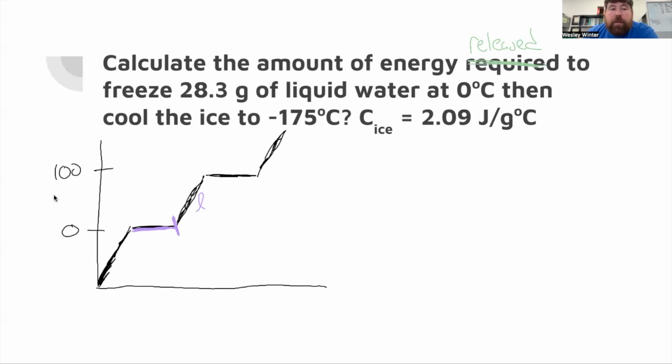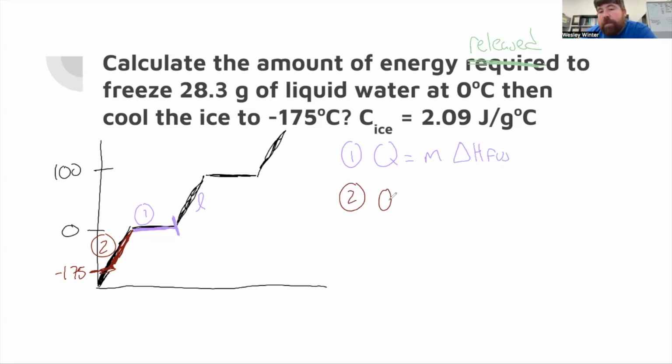Then I have to go from 0 degrees Celsius all the way down to negative 175 degrees Celsius. So by removing this energy here, this is going to be step 2, and the purple is step 1. These are our 2 steps. The equation for step number 1 is going to be Q equals m times the heat of fusion. And step number 2 is going to be Q equals mc delta T.